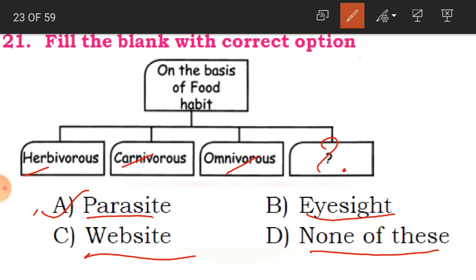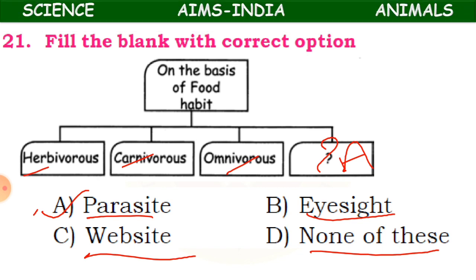Now we learnt this. It takes the animal on which it is living as a host as its food. From that part it takes the food, and it causes danger to that particular host. So that is why parasite, A option, is the correct answer here. Whereas herbivores are plant eating animals, carnivores are flesh eating animals, and omnivores take both plant and animal food. Clear children? Parasite is the correct option.